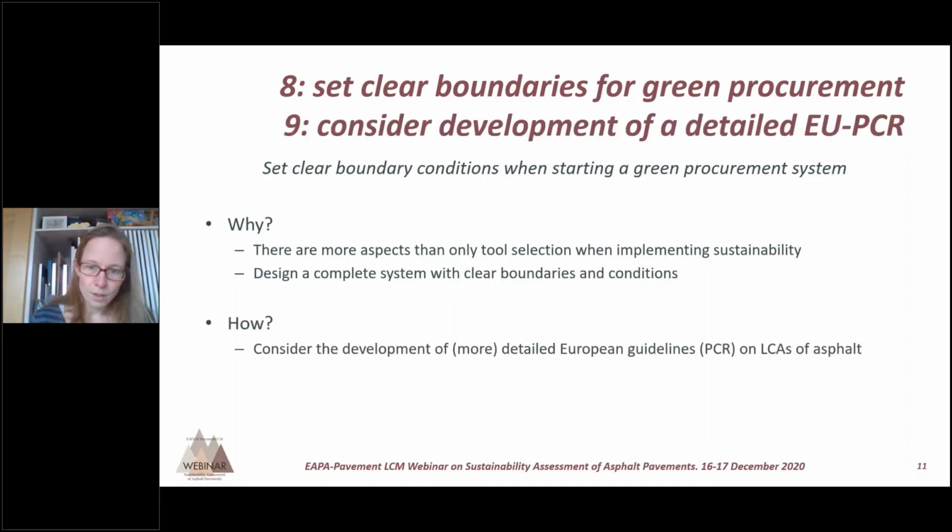What could also help in this process was development of more detailed guidelines on how to do LCAs of asphalt, so to say the PCR. And of course, we already do have a PCR. There is a European PCR, which describes the A1 to A3, the production phase for LCA of asphalt.